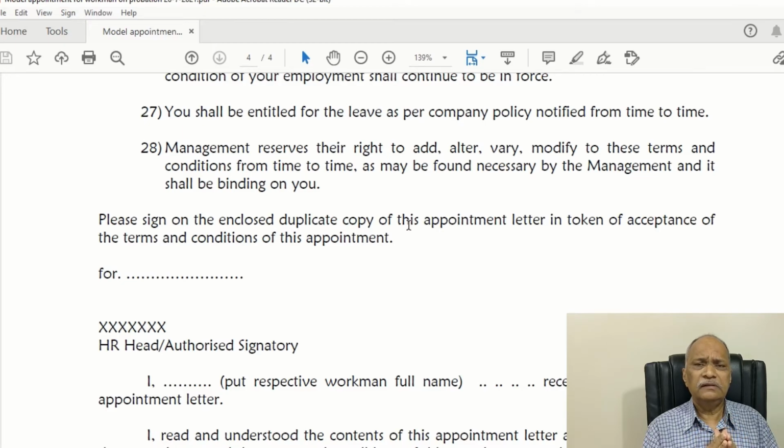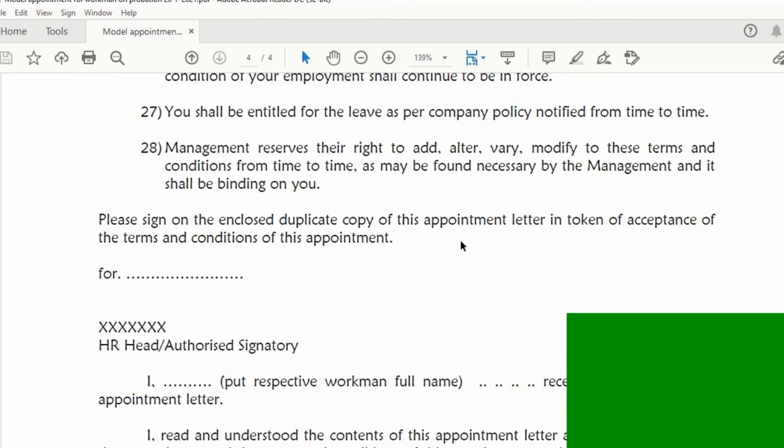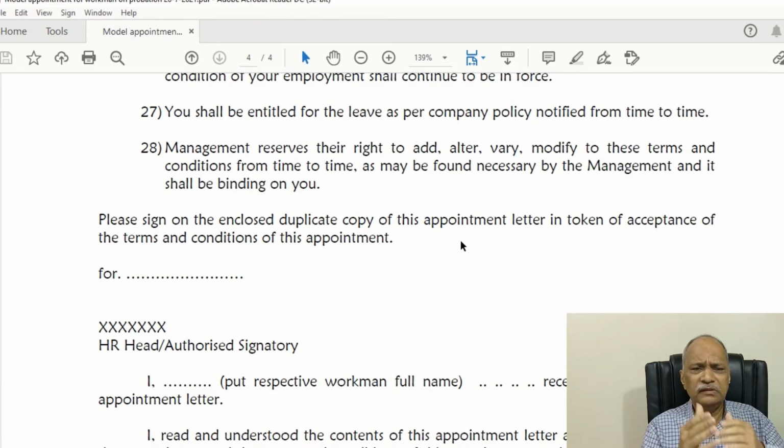Because of certain exigencies, management is required to alter or modify the terms of employment conditions. So it is also mandatory on workman's part to accept it, because all those things lead to the business ultimately.